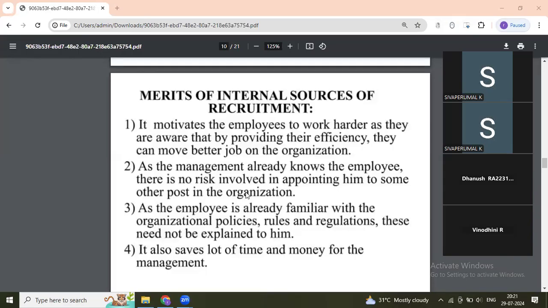And the fourth one is, it also saves a lot of time and money, right? If we are hiring a new fresher from the external sources, we will spend a lot of money on advertisement. Also, we have to set up interview panels. We have to choose the right person for the right job from the freshers. This is also a waste of time and a waste of money. For that, if you are going for internal recruitment, we already know the employee's potential and performance. According to the performance and potential, we can use their efficiency in an effective manner. That is one of the main benefits of internal sources of recruitment, right?